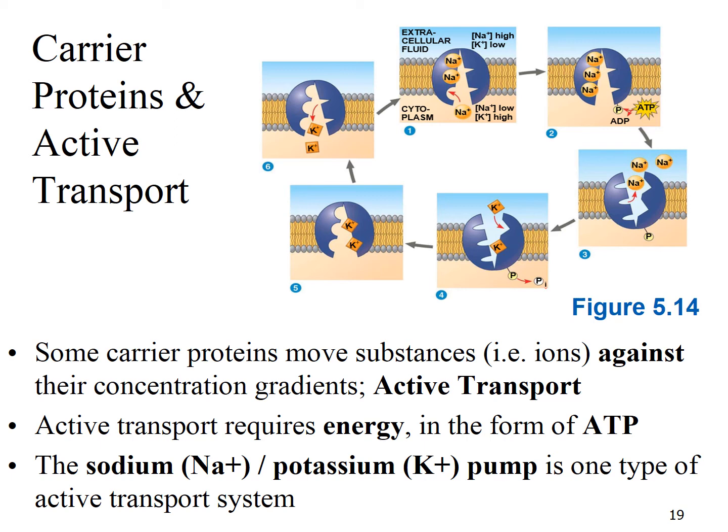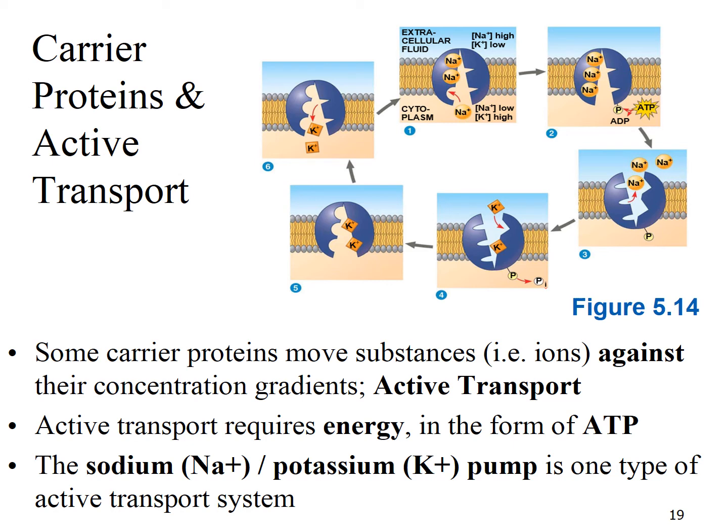And so this process is called active transport, and it uses energy in the form of ATP. A couple of ions that are moved in this fashion are sodium and potassium. When the cell does this, you actually have a lower concentration of sodium ions inside the cell in the cytoplasm, and a higher concentration of sodium ions outside the cell in the extracellular fluid, and the cell will invest energy to push those sodium ions from that lower concentration to the higher concentration.